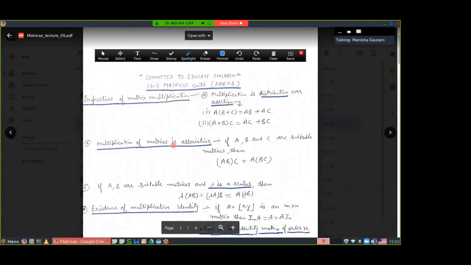First property is multiplication is distributive over addition. Here you can see A times (B plus C) can be written as the sum of AB and AC. A is written first, then on the right side you write A first, AB plus A multiplied by C, so A first, then C, because it's a pre-multiplication by A.